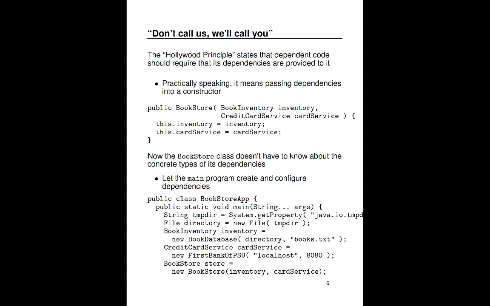So to apply the Hollywood principle to the bookstore, we simply provide the book inventory and the credit card service to the bookstore object. We simply store them in the fields. The constructor for bookstore now doesn't need to have any knowledge about what particular instance of book inventory or credit card service to create. Now, of course, someone will have to create these objects, and so, let's say it's the main method of the app that manages the bookstore. Yes, it will have to create these instances, things like the particular book database or the connection to First Bank of PSU, and then ultimately create the bookstore, and then provide that to the code that takes input from the user, etc.